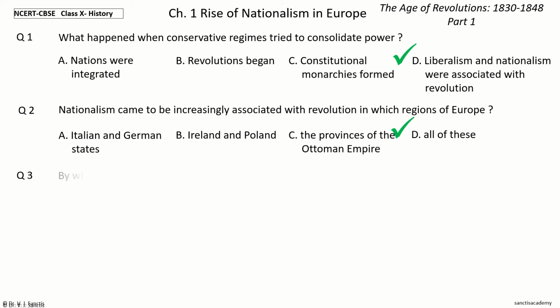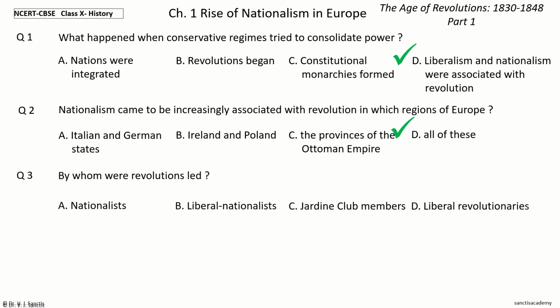Question 3. By whom were revolutions led? The options are nationalists, liberal nationalists, Jacobin Club members, liberal revolutionaries. Your time to choose. And the answer is liberal nationalists. So, revolutions were led by liberal nationalists.